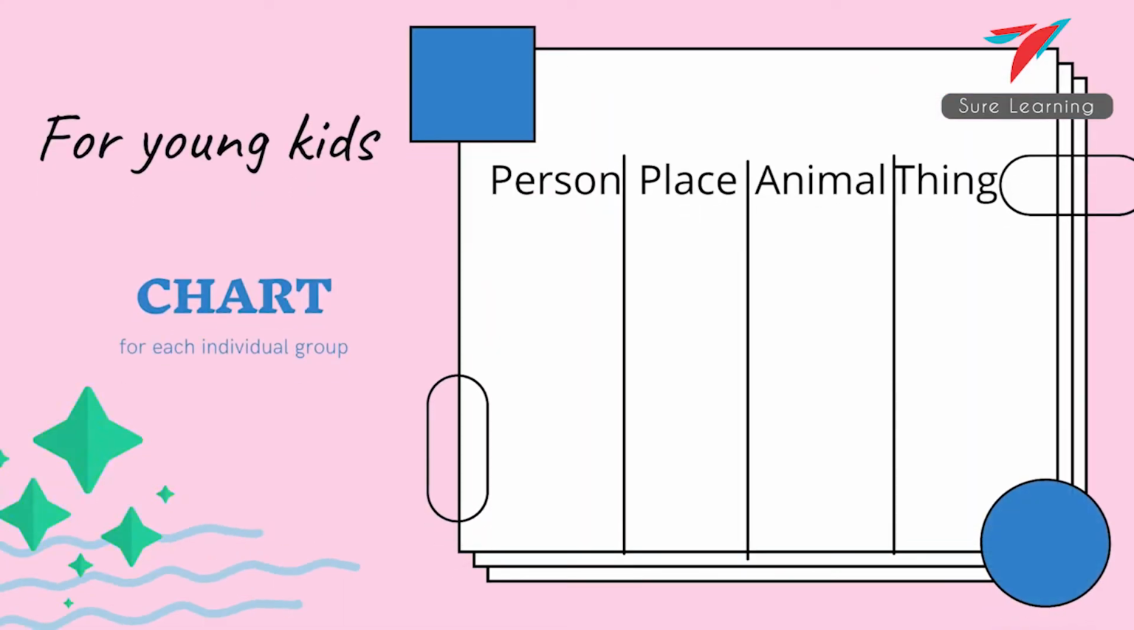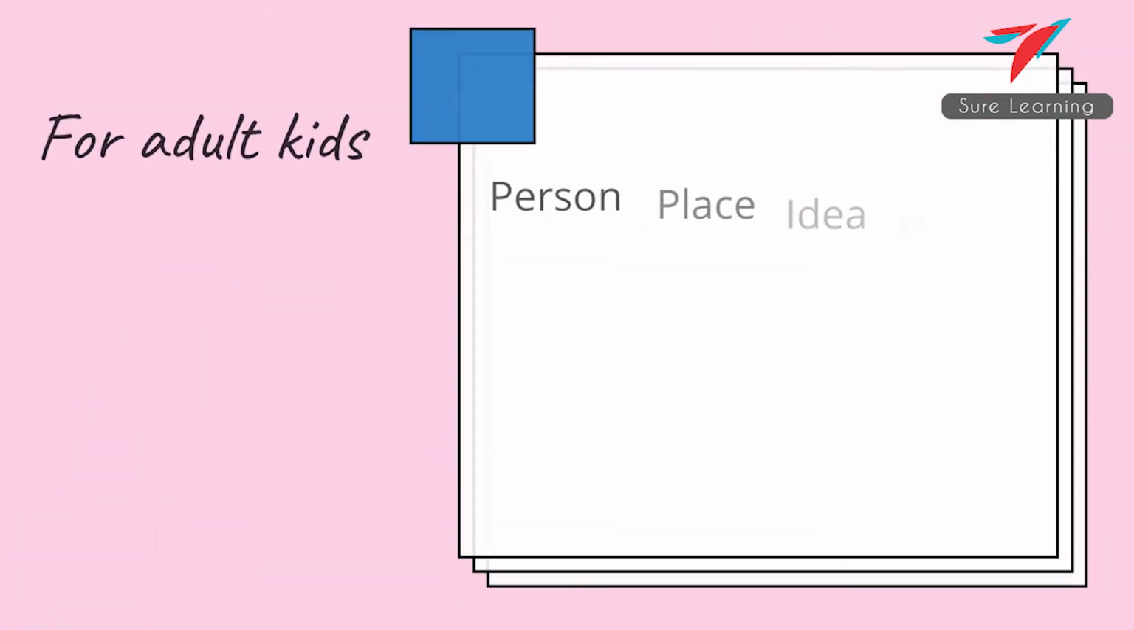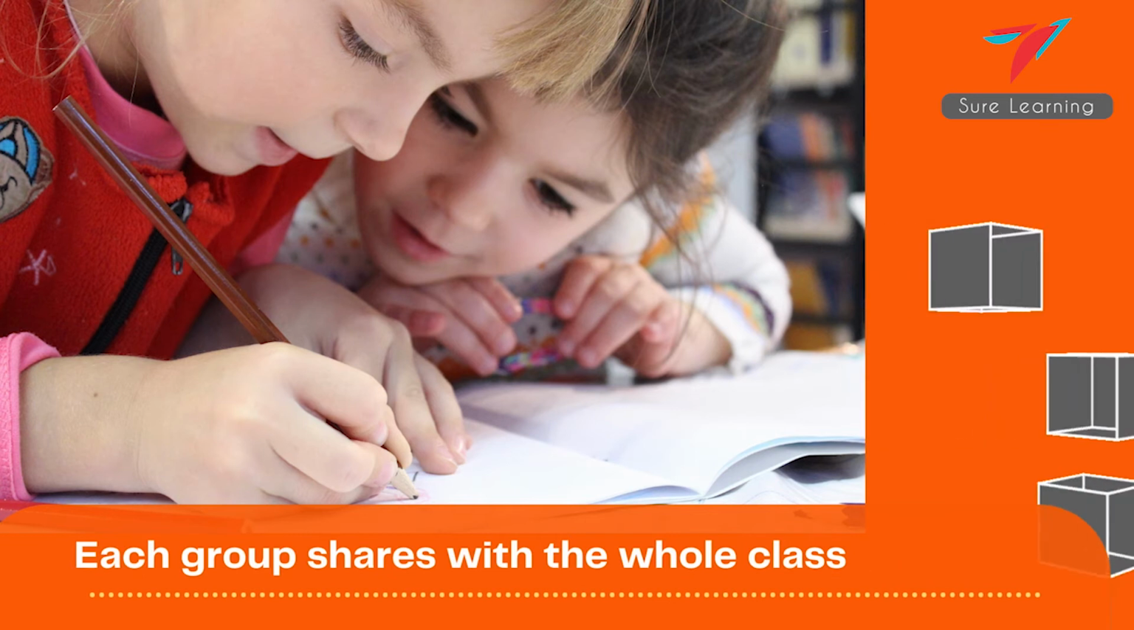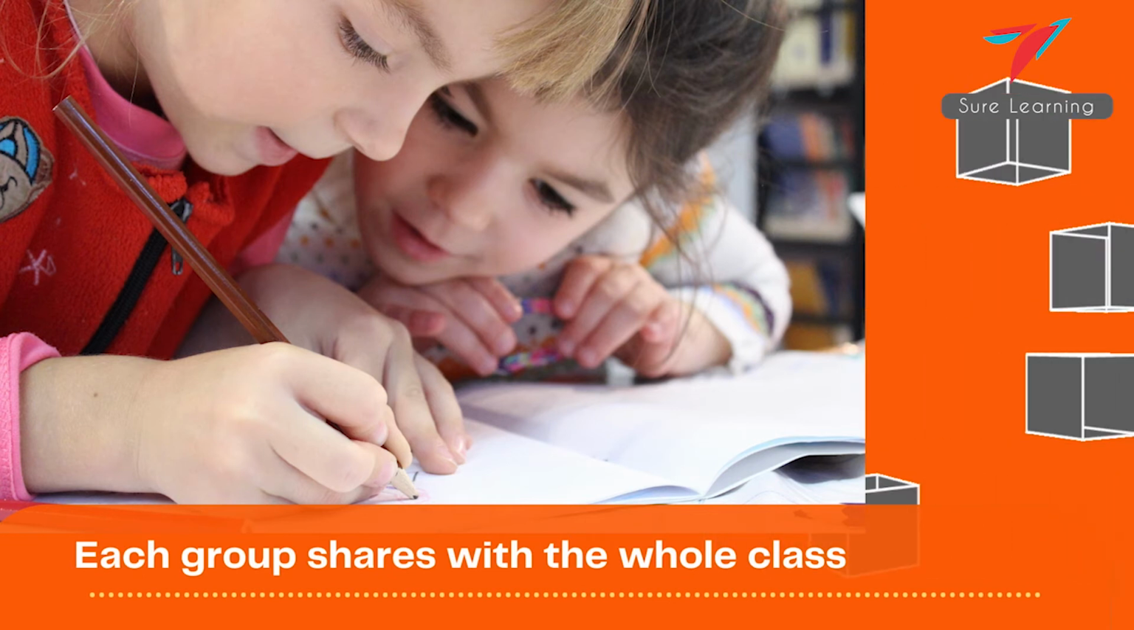Longest list game. Make a chart for each group with 4 columns: person, place, animal or thing. Change to animals for younger ones, because ideas or feelings are abstract nouns relevant for higher grades only. Give students a certain amount of time, then each group shares with the whole class. Reward the team with the overall longest list or the team with the longest list with each type of noun. Reward can be free time, being first in line, a sticker or anything else you can think of.